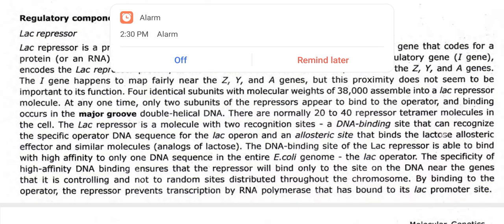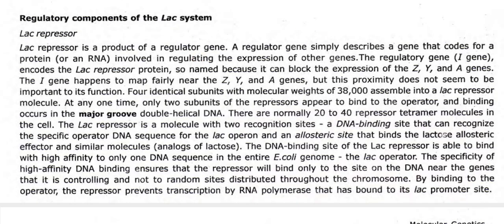Then LAC repressor. LAC repressor is a product of a regulator gene. A regulator gene simply describes a gene that codes for a protein or an RNA involved in regulating the expression of other genes. The regulatory gene, the I gene, encodes the LAC repressor protein, so named because it can block the expression of Z, Y, and A genes. And the I gene happens to map fairly near the Z, Y, and A genes, but this proximity does not seem to be important to its function.